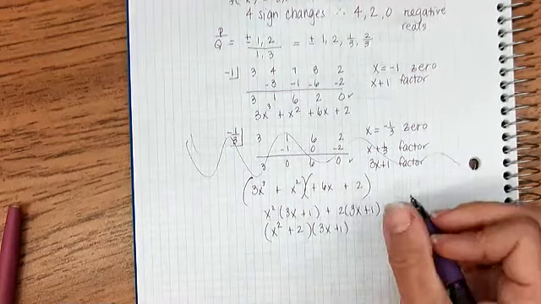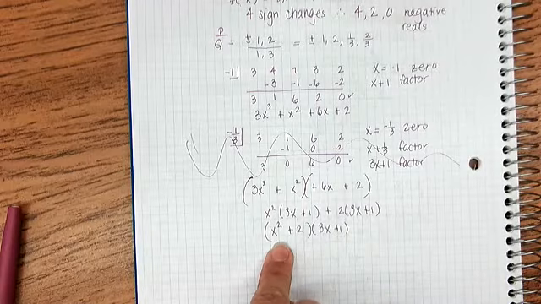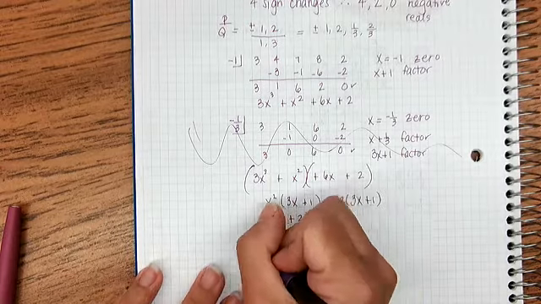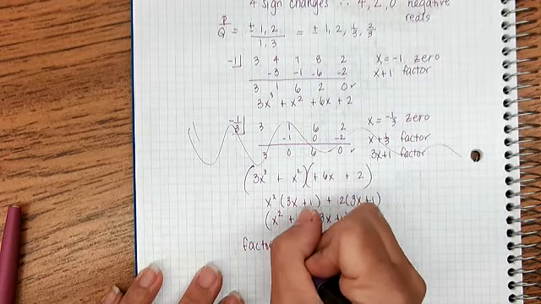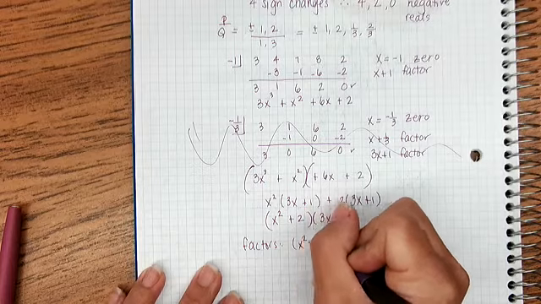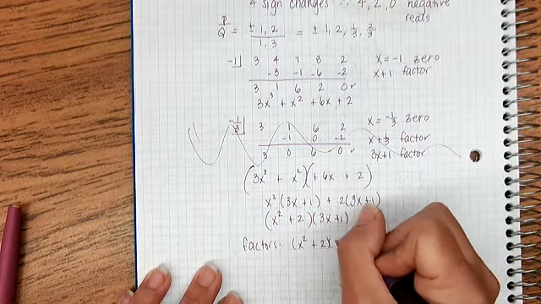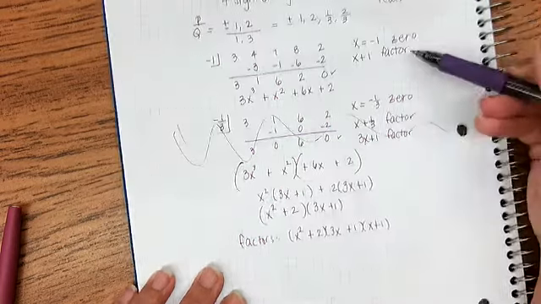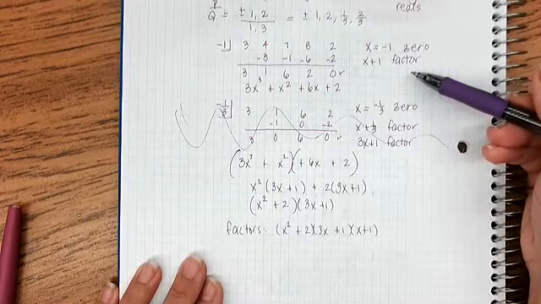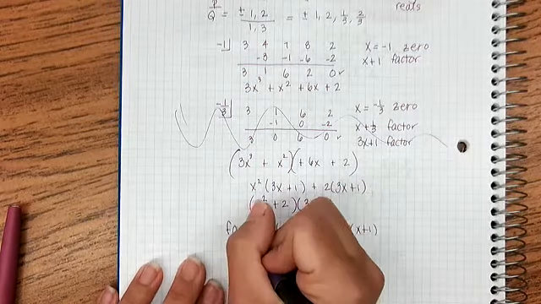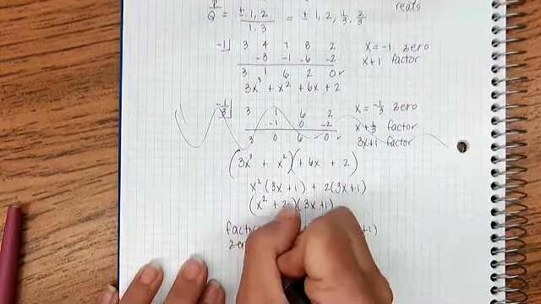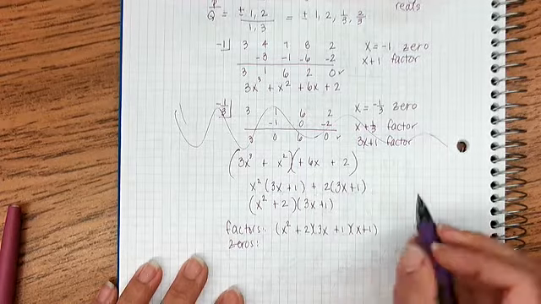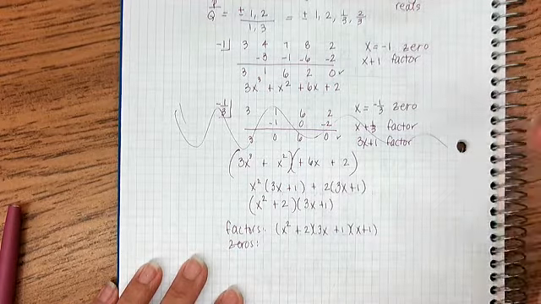So you have factors, x squared plus 2, that's imaginary answers. X squared plus 2 is imaginary. The factors are x squared plus 2, 3x plus 1, x plus 1 from up here. The zeros. Okay, the zeros. We already knew about -1 and -1/3.